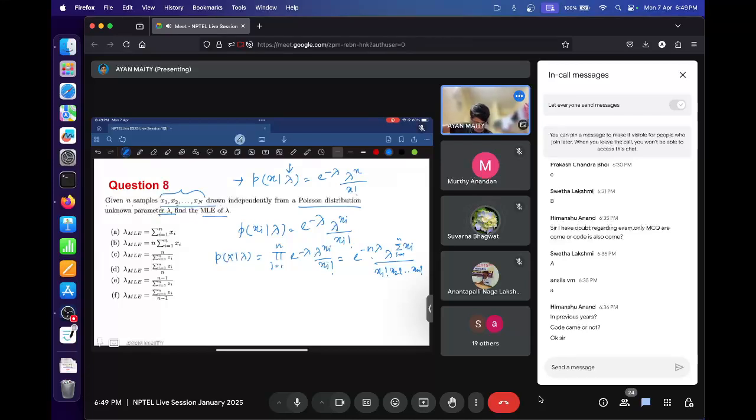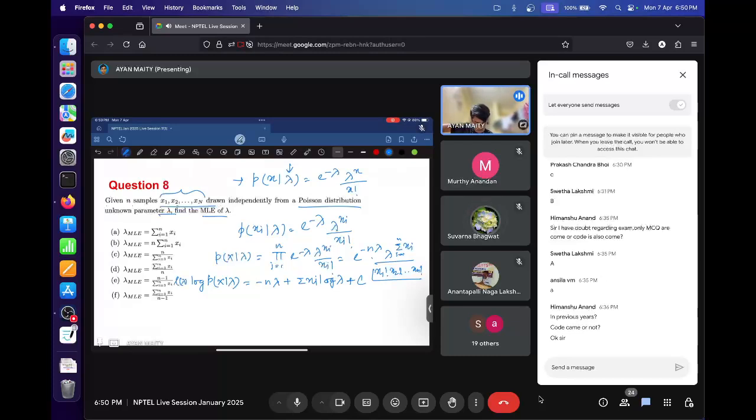Now you have to take the log likelihood of this. That would give you minus n lambda plus summation over xi times log of lambda, plus this denominator, which we can simply write as some constant because it is not dependent on the parameter lambda, and when we compute the derivative it will get cancelled out eventually.